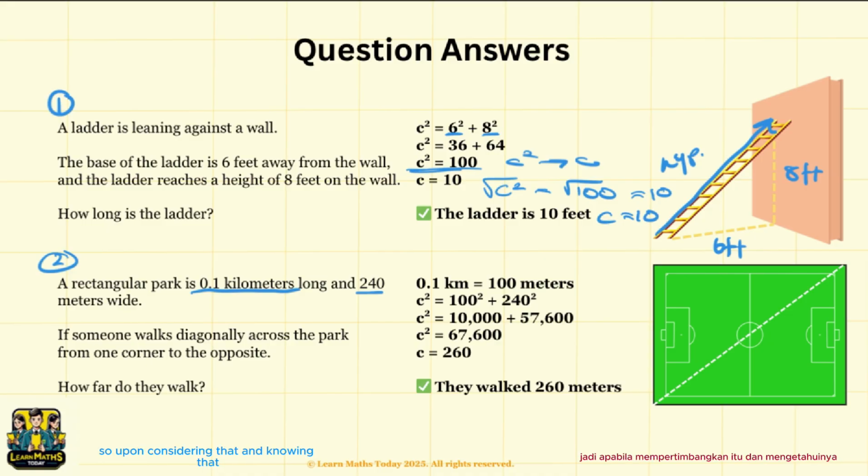So upon considering that, I converted my kilometers into meters, and then I plugged them into the equation just as I did before, and figured it out the same way. And I'm not forgetting that I have to take the root of 67,600 to find the value of c, which would ultimately be 260. And so that would be your answer for question 2.